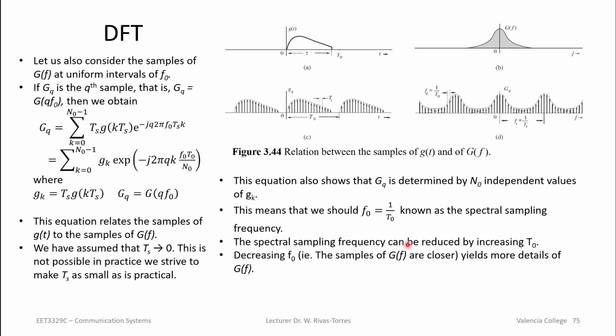So the spectral sample frequency can be reduced by increasing T0. Decreasing F0 yields more details of G of F. Remember, we want to have an F0 that resolves down to the smallest frequency detail that is important to us. That's our resolution.